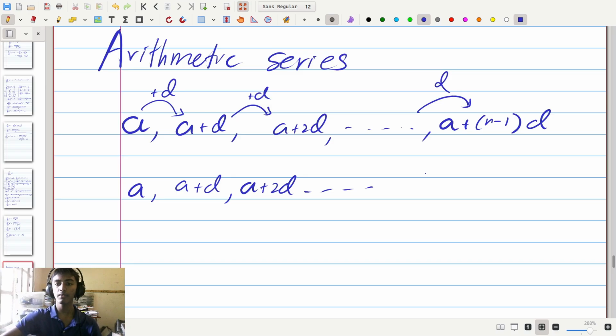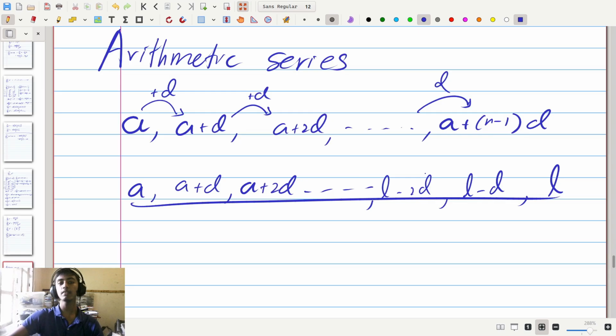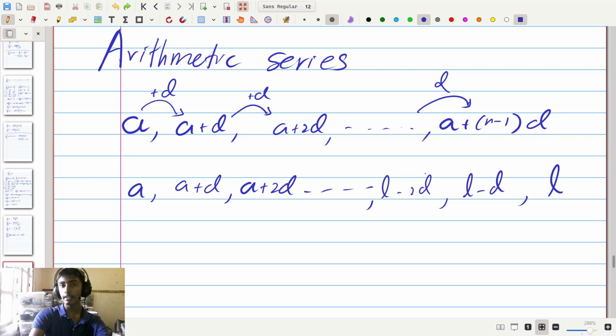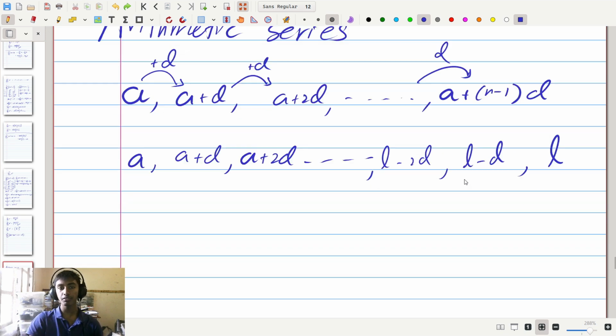And on the other side, we could write it as the last term, then the last term minus d, the last term minus 2d, and so on in that direction as well, since each progressive term needs to be d greater than the previous term. So this is what we mean when we talk about an arithmetic series or arithmetic progression. It's a series where each term is d greater than the previous term, and we have some starting term or some ending term.